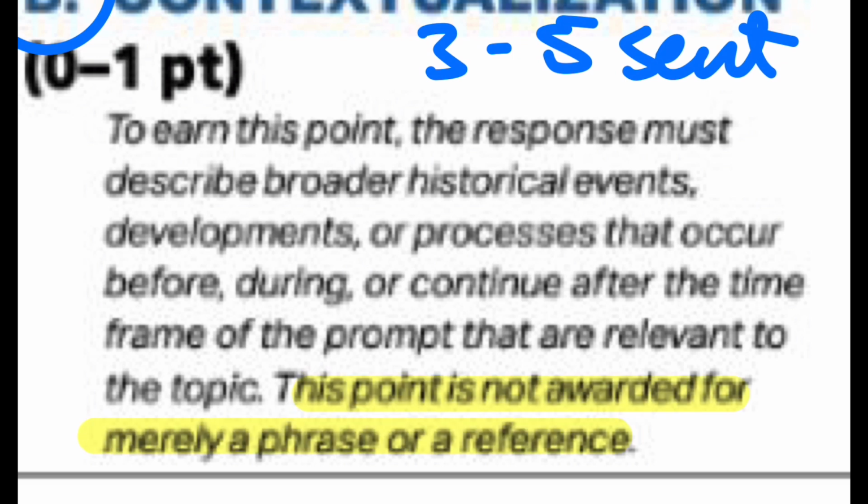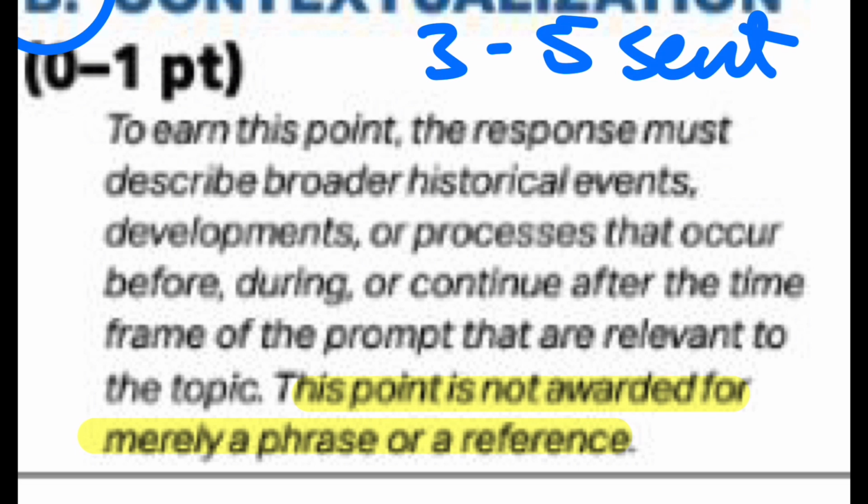Okay, if you gave me context on the Columbian Exchange and you just said, in 1492 Christopher Columbus sailed the ocean blue, that's just a phrase or a reference. You're not actually giving detail about who sent Christopher Columbus to the West, why was he going west in the first place, what were they searching for in the first place. You're just saying that, this dude did this thing at this time. That's not broader historical events or developments. Okay, so if you just have one sentence of context, you're not going to get the point.